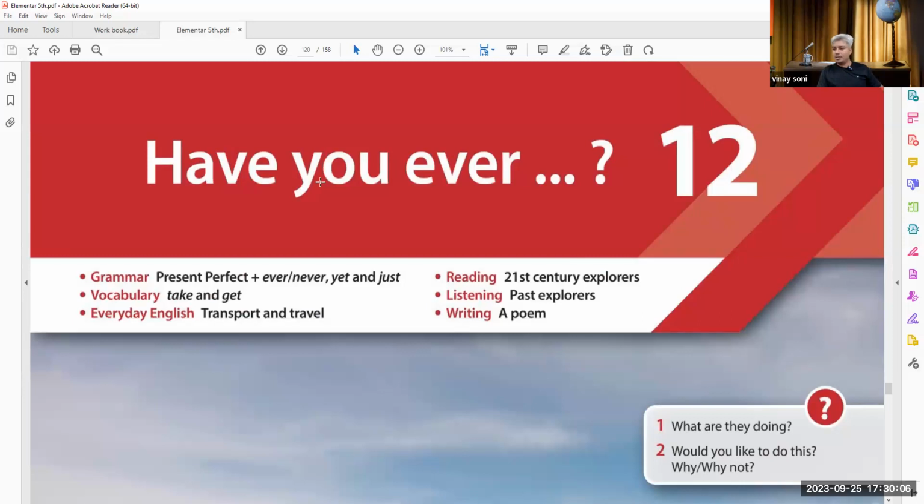Now we are moving on to unit 12. Have you ever... the present perfect, one of the most feared tense structures in English. Lots of students always feel confused. They never get the idea right. What is the difference? What's the difference?